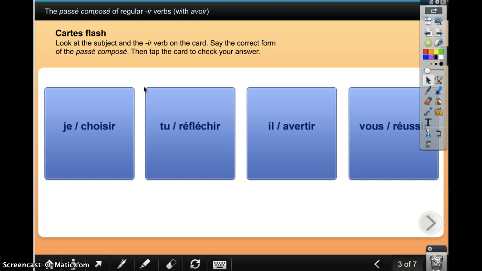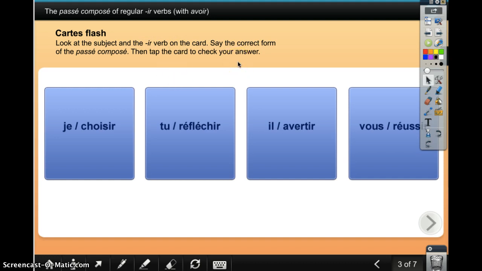would take notes, and they would use a pen to do this exercise. So in this case, look at the subject, and the IR verb on the card says the correct form of the passé composé. So there is an oral element there, and then tap the card and check your answer.